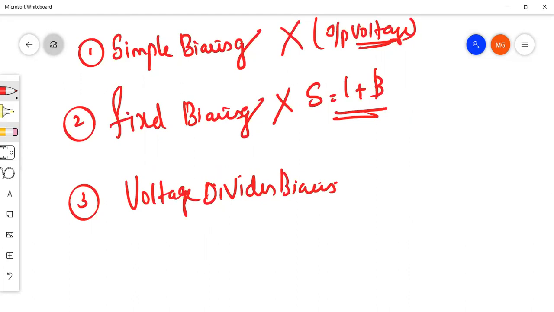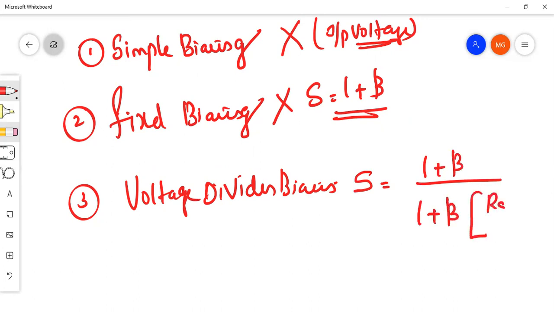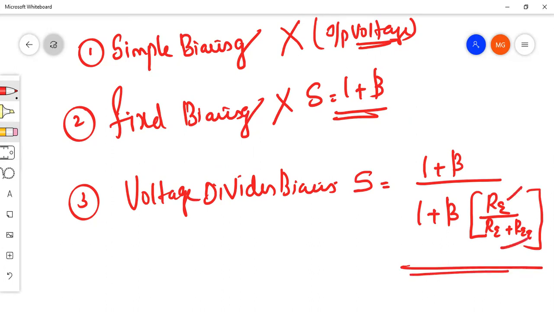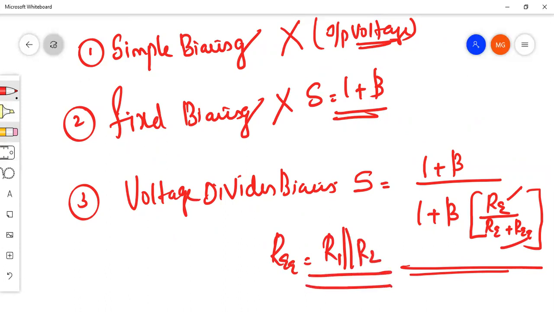So the simple biasing circuit is not used, and fixed biasing is also not used. The reason is that the stability factor is very high. But after deriving the stability factor for the voltage divider biasing circuit, the stability factor we got is 1 plus beta divided by 1 plus beta into RE divided by RE plus R equivalent. From this equation, the stability factor is greatly reduced by the factor of RE divided by RE plus R equivalent. The term R equivalent is R1 parallel R2. You can go through this and study the derivation of the stability factor for fixed bias and voltage divider biasing circuits.